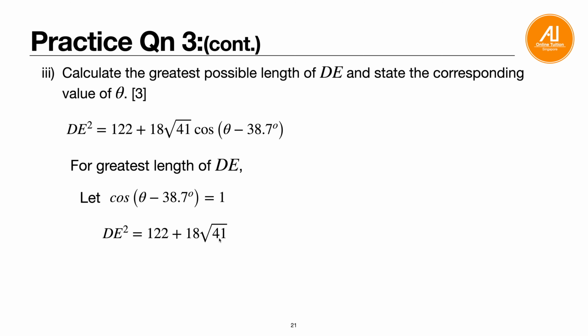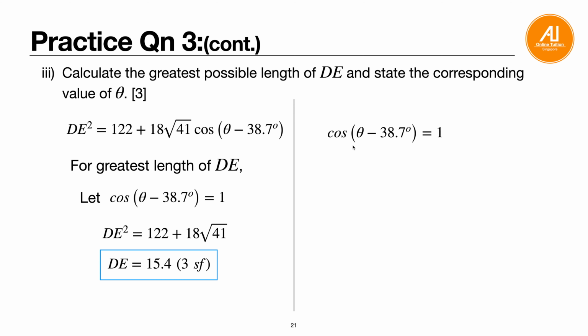So it's just 18 square root 41. Then you just press in your calculator, 3SF. Just remember the square root, you get 15.4 units, 3SF. Okay? Then don't forget, you need to find the theta as well. Always look at the question. Don't just stop at this part here. Find the corresponding theta.